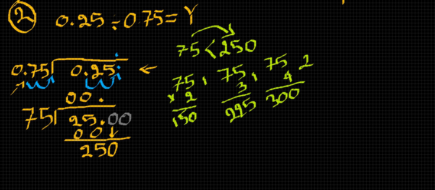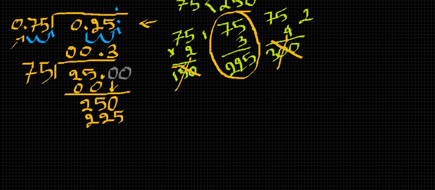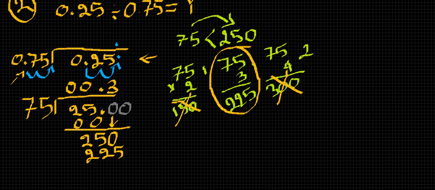Now, let's look at this. So 150 is too small for 250. 225 is a bit closer, but not exactly 250. 300 is over. So I'm going to take 3. So I'm going to put 3 after the decimal place, and this would be 22 what? 5. That's right. So I'm going to put 225. Now, this is a simple subtraction.